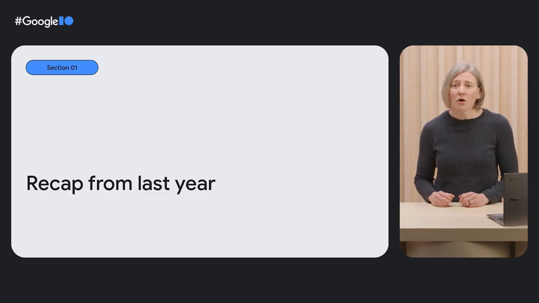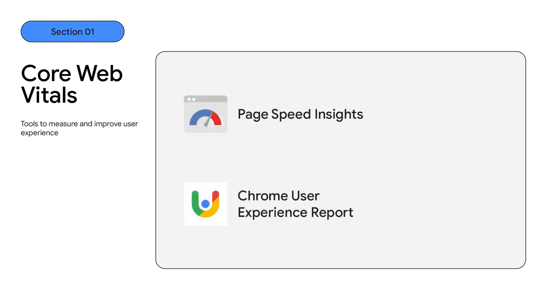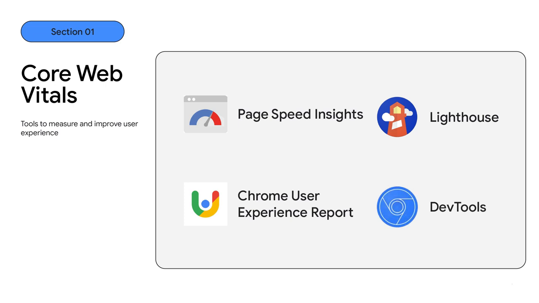First, let's start off with a recap from last year's talk. If you'd like to watch the whole talk, click the video link in the corner. The Core Web Vitals metrics are designed to measure your site's performance and user experience. You can check your site's scores and get recommendations to improve in tools like PageSpeed Insights, the Chrome User Experience Report, Lighthouse, and Chrome DevTools.